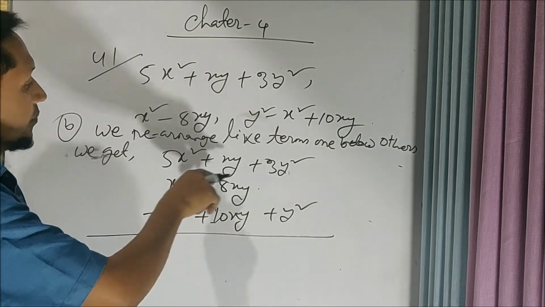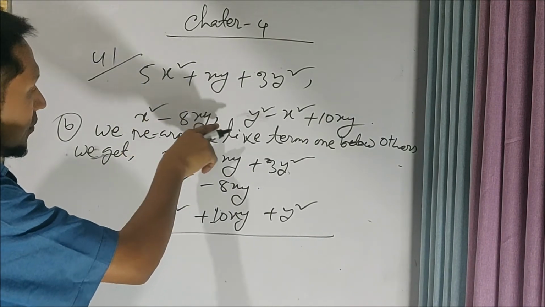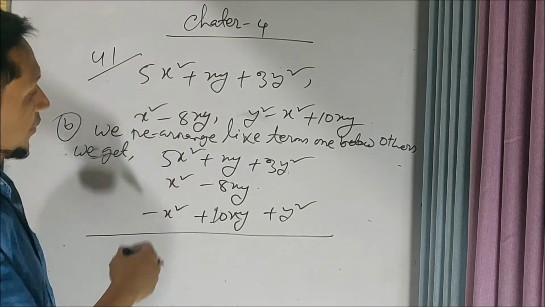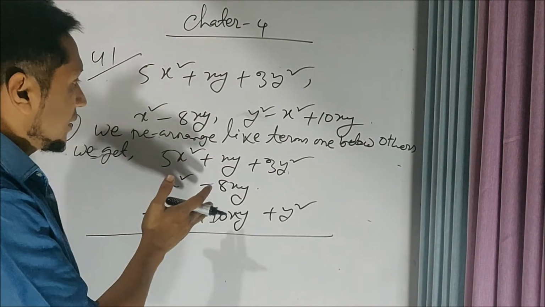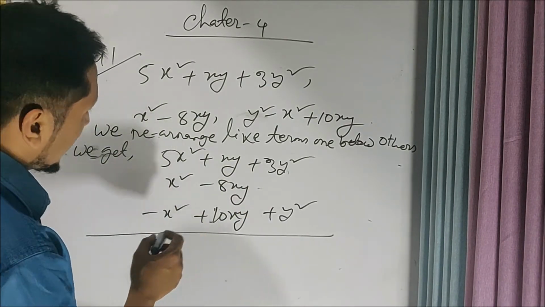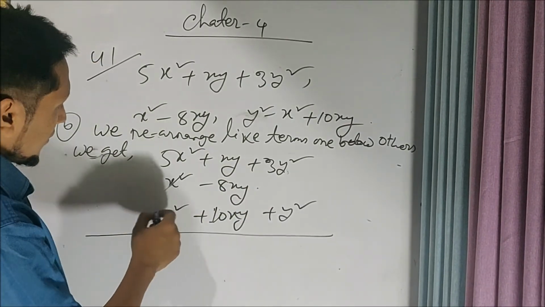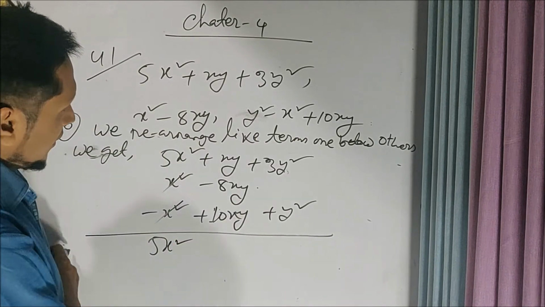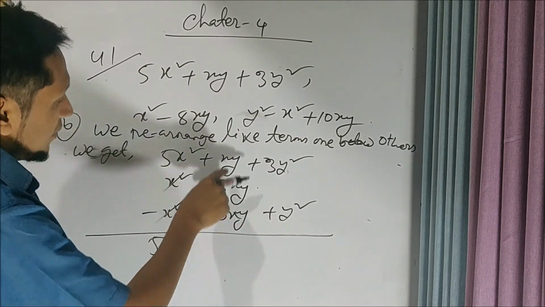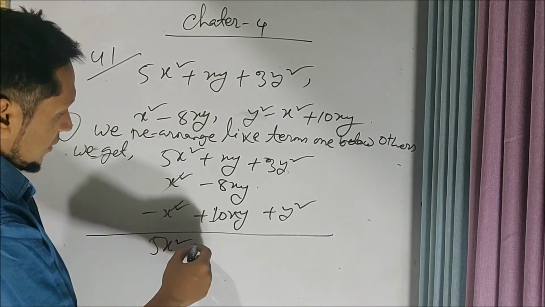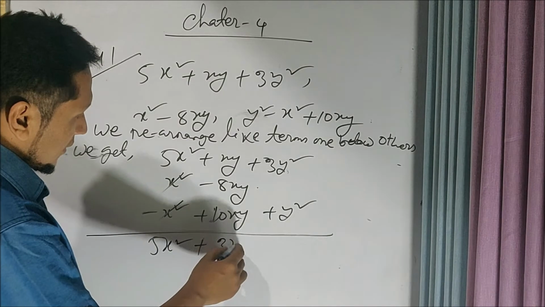So this is the first term, and in second term, 8x square minus 8xy has been written below the first term, and we have followed the rearrangement of like terms, and third terms are written here. So we will add them now. You see, plus x square minus x square will be out, and 5x square will be remaining, and here 10xy and xy, that is 11xy, minus 8xy. So ultimate result will be plus 3xy.